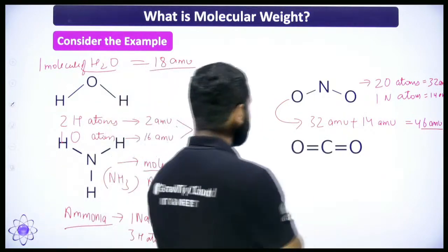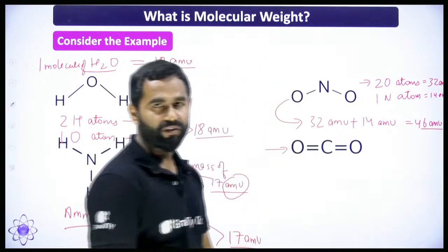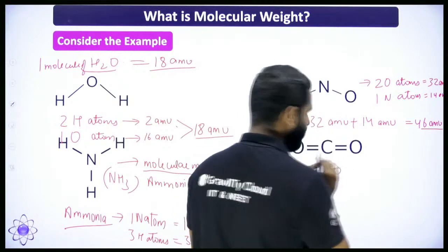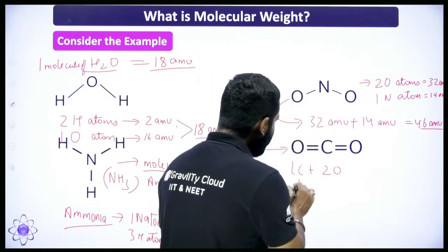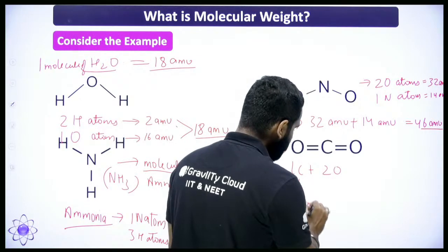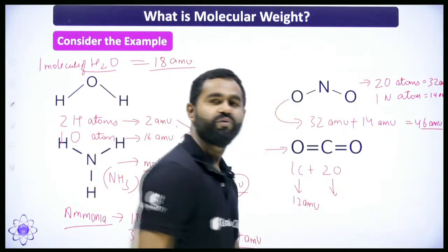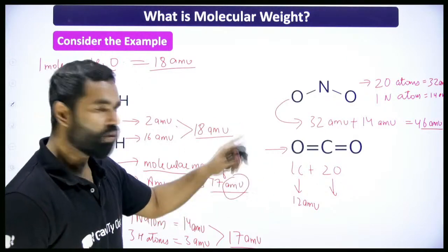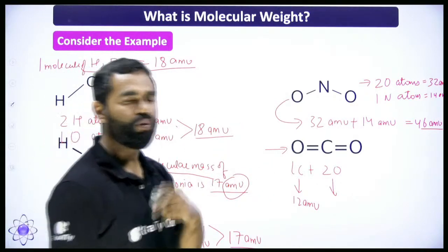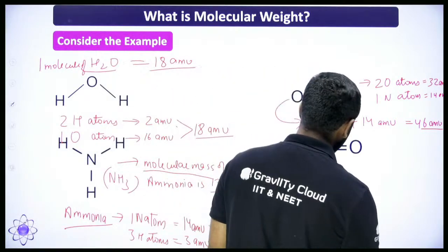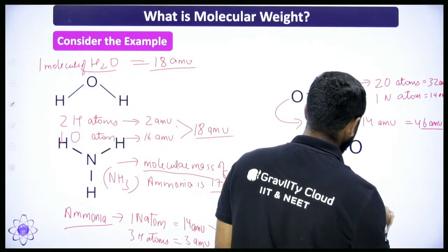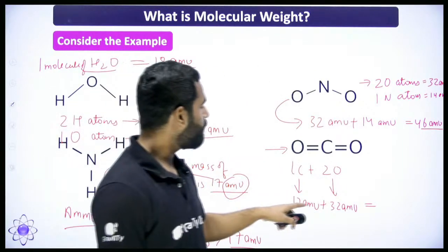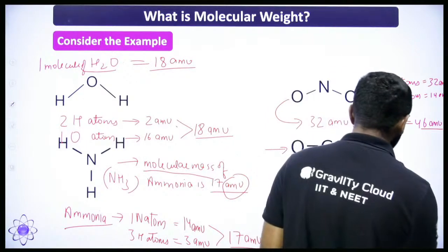Similarly, if I talk about CO2, this is carbon dioxide. It consists of 1 carbon atom plus 2 oxygen atoms. The mass of 1 carbon atom is 12 AMU. 1 oxygen atom has mass 16 AMU, so 16 into 2 is 32 AMU. So what is the mass of the CO2 molecule? It will be 12 plus 32, which is equal to 44 AMU.